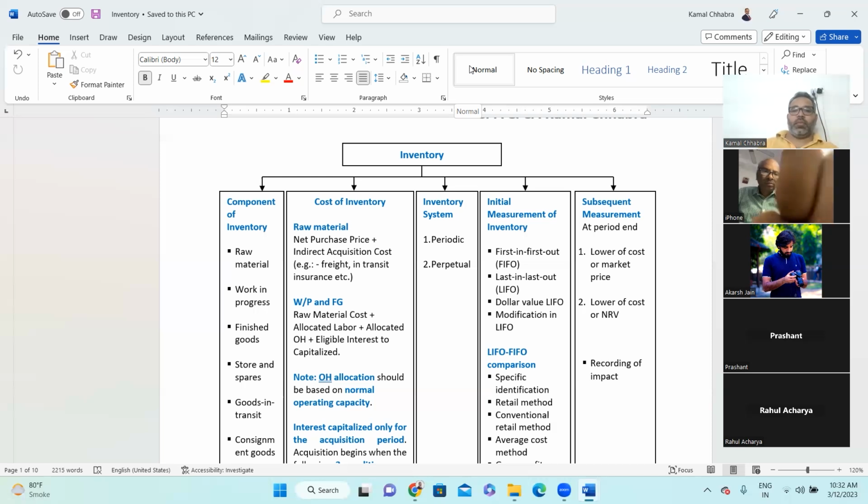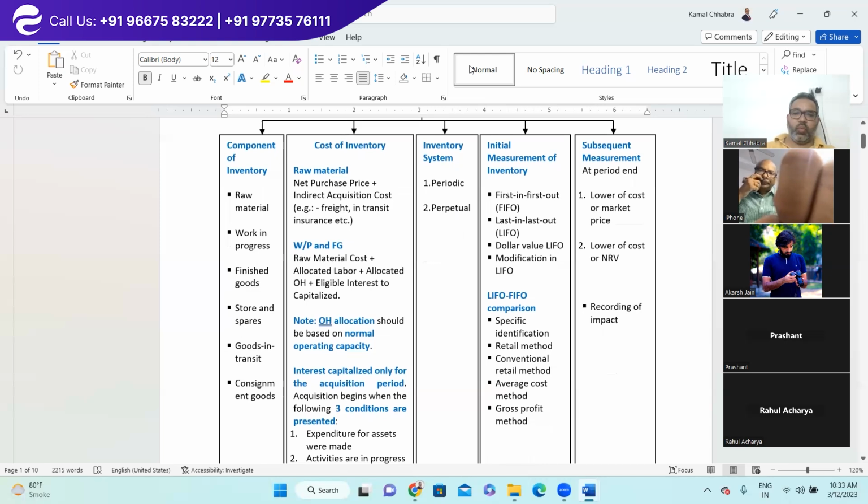Microsoft. Google. No, Google. Sorry. No, I'm saying Hyundai. Like for example, you are Hyundai. Whether you need to consider that as goods in transit or not. No, we will not record it as goods in transit if it is FOB. Okay. If it is destination, then we will record it as goods in transit.